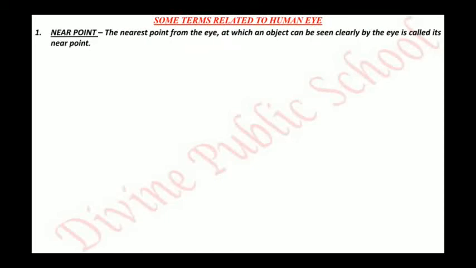Some terms related to the human eye. The very first thing we are going to define is near point. What is near point? The nearest point from the eye at which an object can be seen clearly by the eye is called its near point. According to science, the near point is at 25 centimeter from a normal eye.